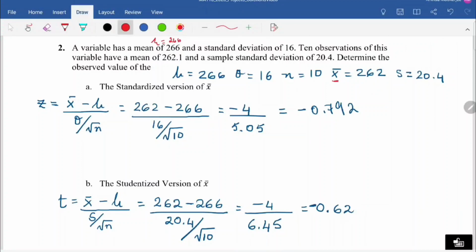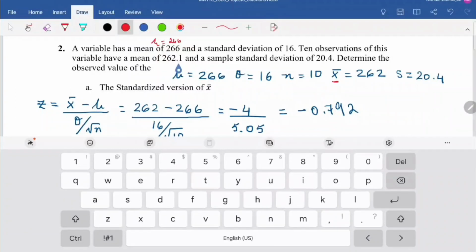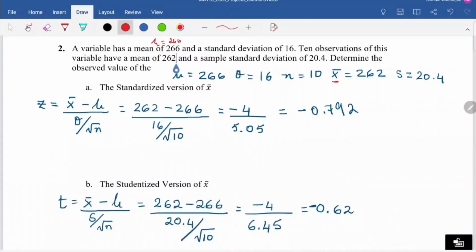Actually, I don't know where that 2.1 came from. So what I'm going to do is get rid of it. It doesn't make sense. It should be 262. So they have a mean of 262 and a sample standard deviation of 20.4. So just change that 262.1 to just 262.